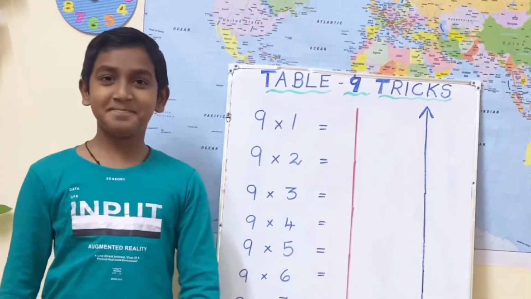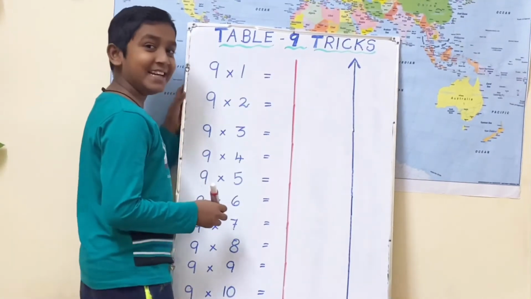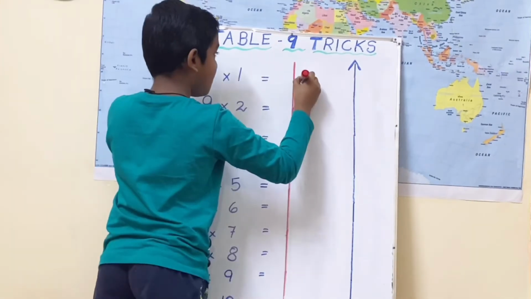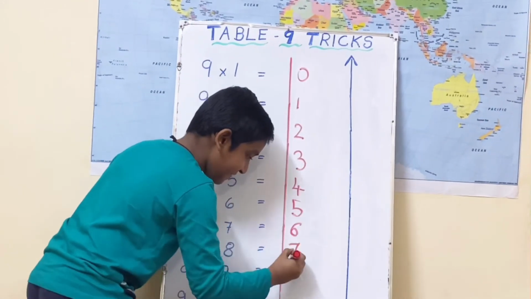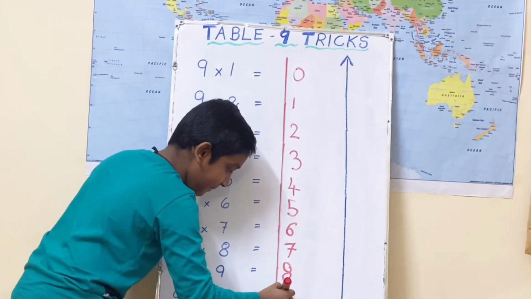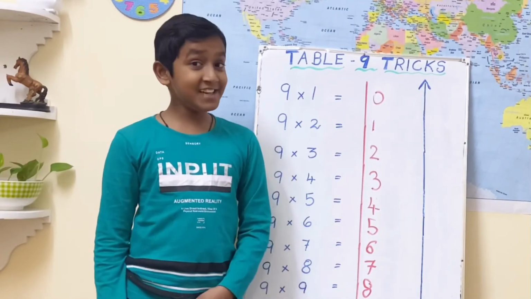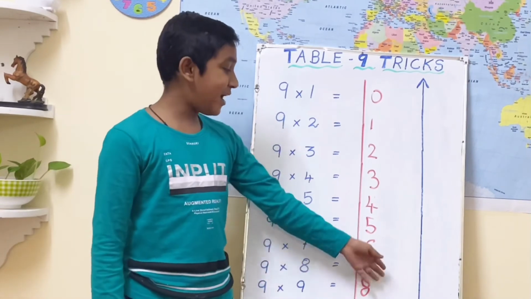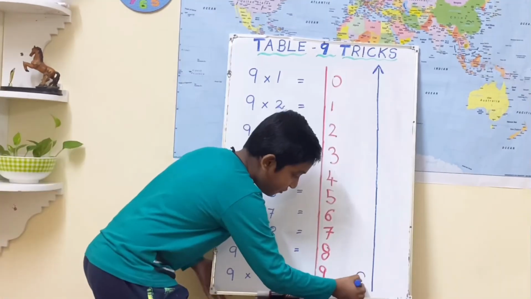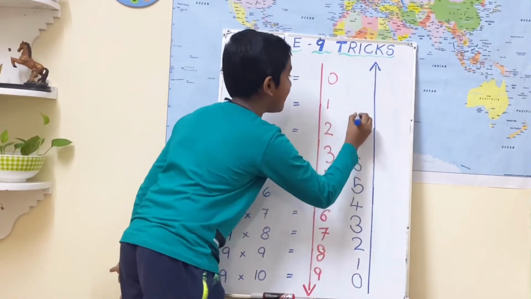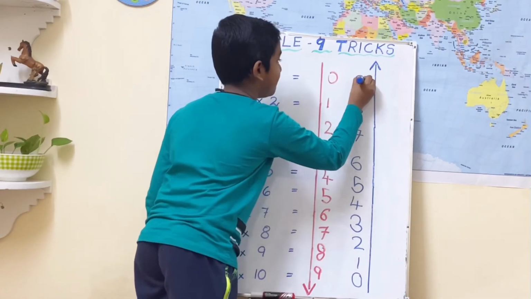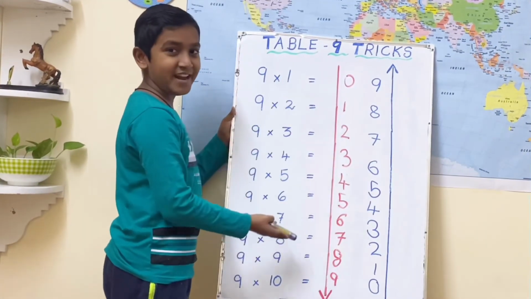Apart from fingers technique, we have another interesting method for 9 table. Here it is. Write down the whole number 0 to 9 in tens place from top to bottom. 0, 1, 2, 8 and 9. At the end, write down the whole numbers 0 to 9 in the ones place from bottom to top. 0, 1, 2, 8 and 9. Now you can see the answers for 9 table.